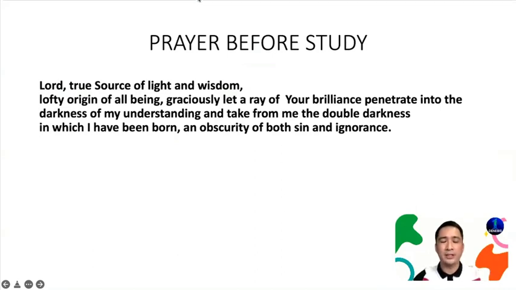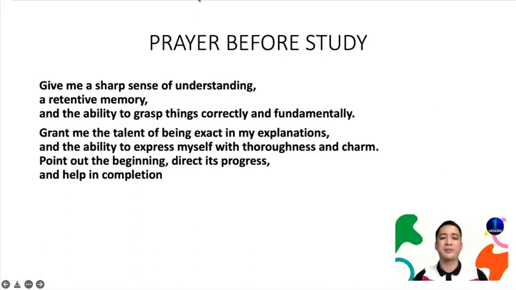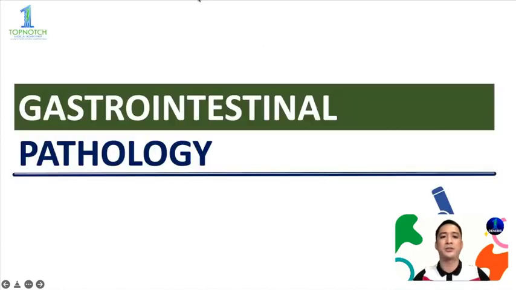Lord, true source of light and wisdom, lofty origin of all being, graciously let a ray of your brilliance penetrate into the darkness of my understanding and take from me the double darkness in which I have been born, an obscurity of both sin and ignorance. Give me a sharp sense of understanding, a retentive memory, and the ability to grasp things correctly and fundamentally. Grant me the talent of being exact in my explanations and the ability to express myself with thoroughness and charm. Point out at the beginning, direct its progress and help in completion.